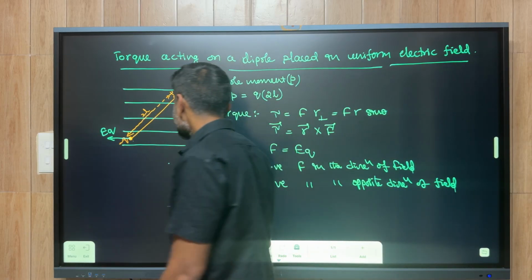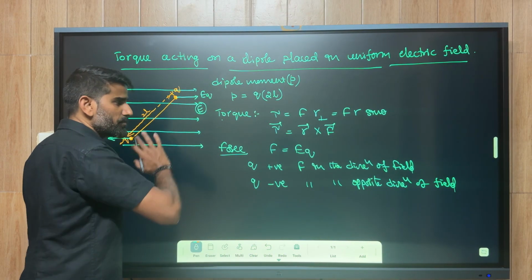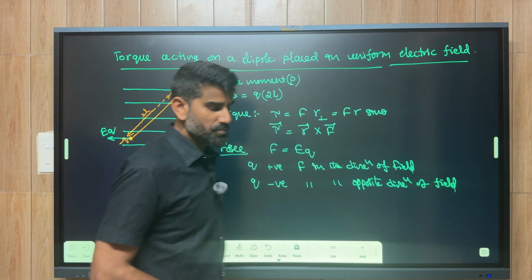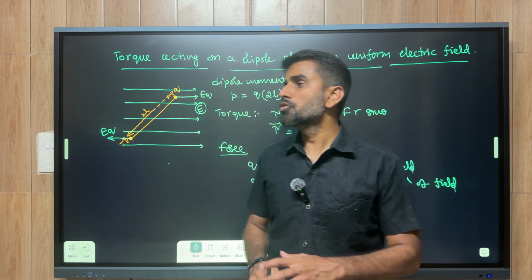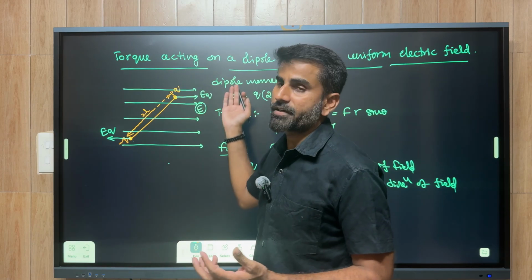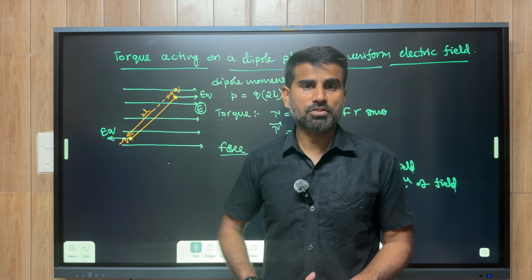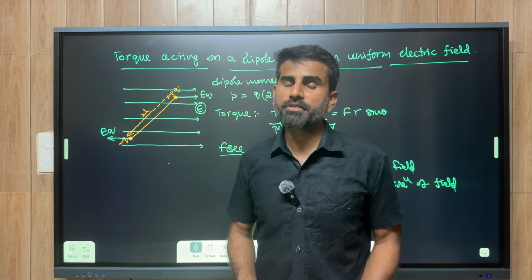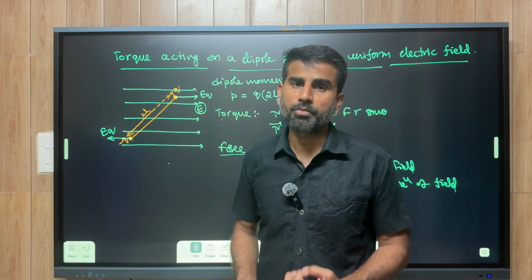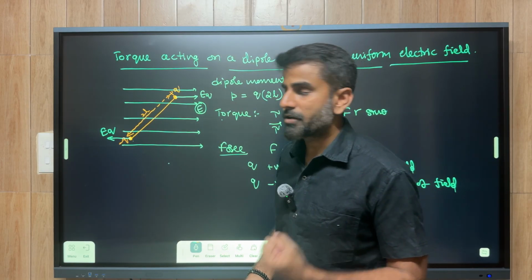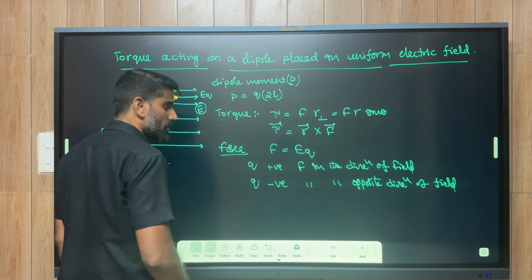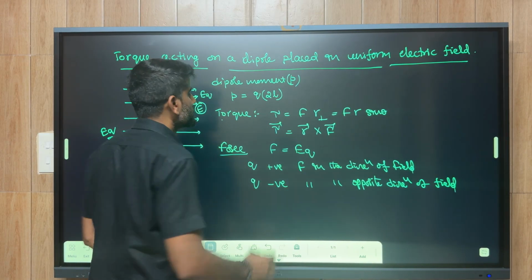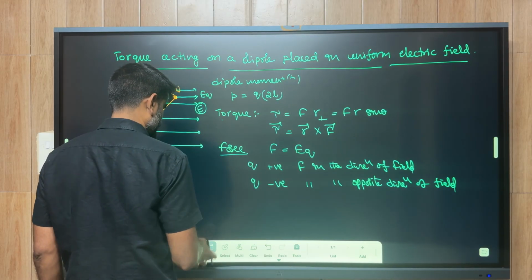Okay. So these are the basic components, basic definitions, basic formulas, basic physical quantities that are required to clearly understand the torque acting on the dipole, to analyze the torque acting on the dipole, to derive the equation for the torque acting on the dipole which is placed in a uniform electric field. I'm going to take everything off and keep the important points here.